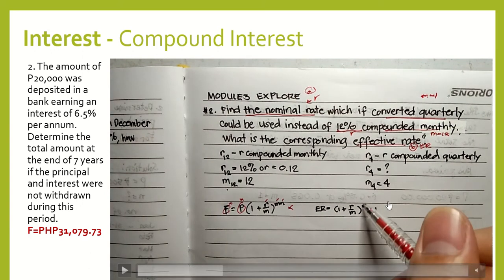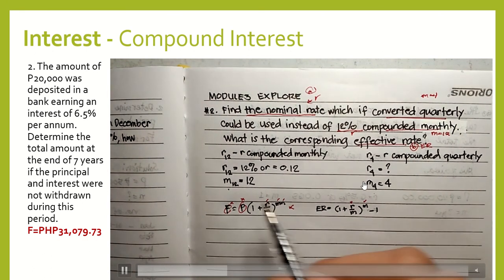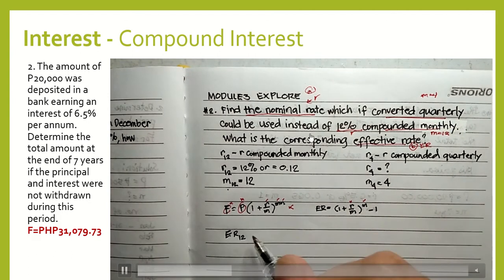So if we can get the effective rate of this R at a certain compounding, and also the effective rate of this R again at a certain compounding, we might be able to solve the problem. Checking, we have these values. We only have an ER which is unknown. We have here an R and an M. Now we can actually equate these two ERs.